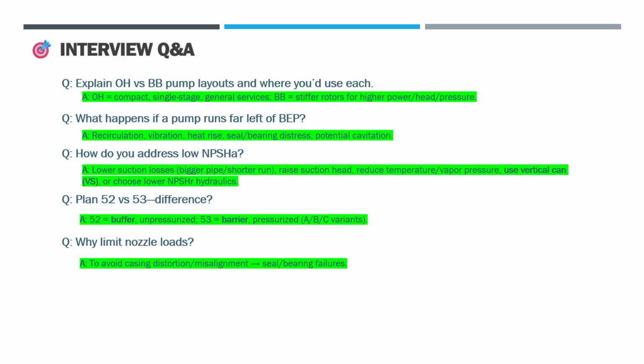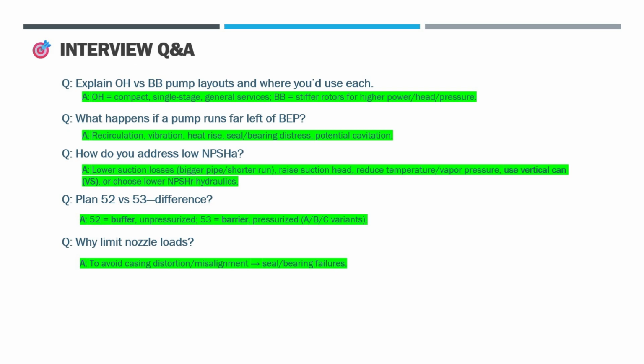This is exact interview Q&A. Explain OH versus BB pump layouts. OH equals compact, single stage, general service. BB equals stiffer rotors for higher head, power, and pressure. Q. What happens if a pump runs far left of BEP? A. Recirculation, vibration, heat rise, seal and bearing damage, possible cavitation.